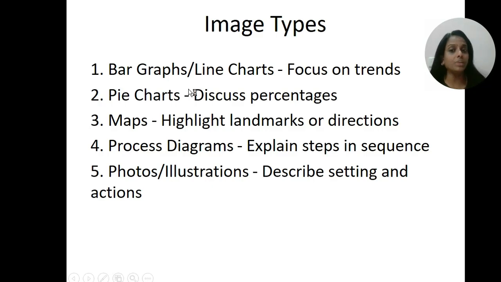So these are the types of images that you will get when you are attempting describe an image. Okay. So it could be a bar graph or line chart. If it is a bar graph or line chart, you need to focus on trends. For pie charts, discuss the percentages. Maps usually highlight the landmarks or directions, and for process diagrams, try to explain the steps in sequence. Photos or illustrations, so you need to describe the setting and actions. So this is just an overall idea about describe an image.